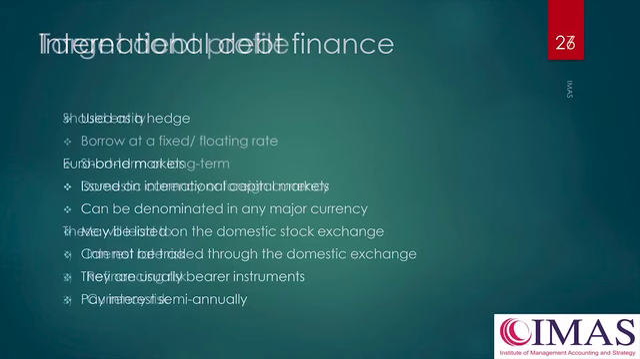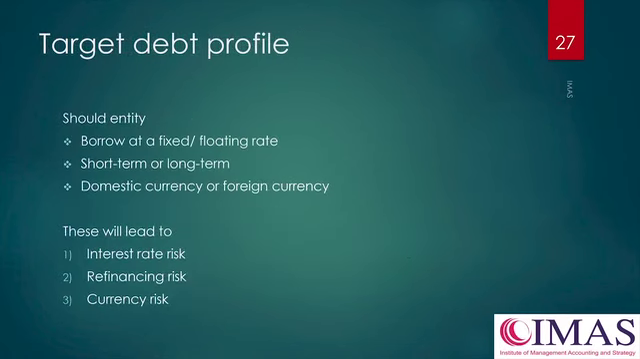Now we go on to the next slide. We're on slide number 27, looking at the target debt profile. The question that a company has to answer is, should they borrow at a fixed rate or a floating rate? If a company borrows at a fixed rate and the variable rate falls, then the competitors using the variable rate will benefit, since they can now access cheaper finance. But if the company is using a floating rate and the variable rate goes up, then the competitors will benefit if they're using a fixed rate. What we're talking about here we call interest rate risk.